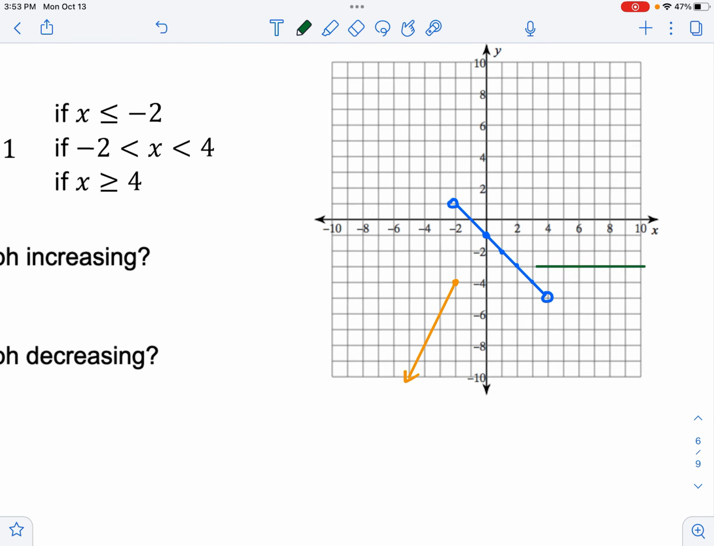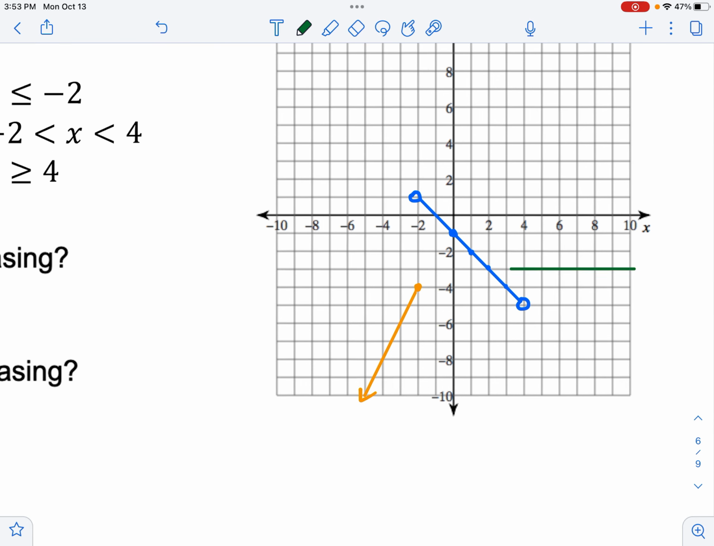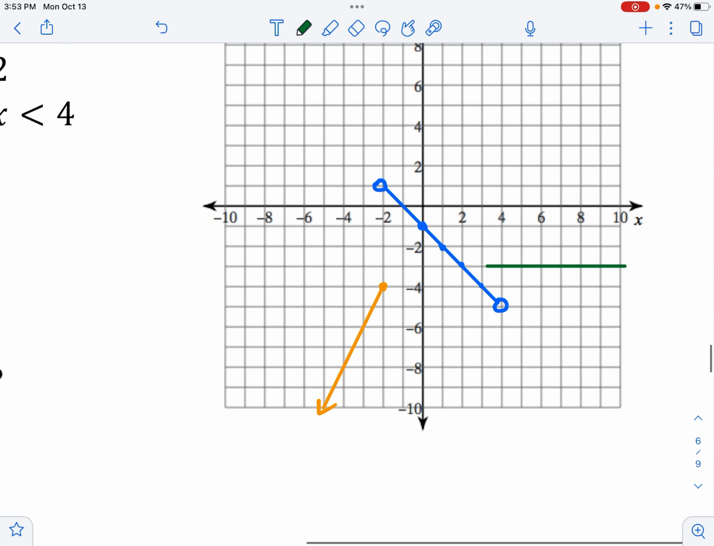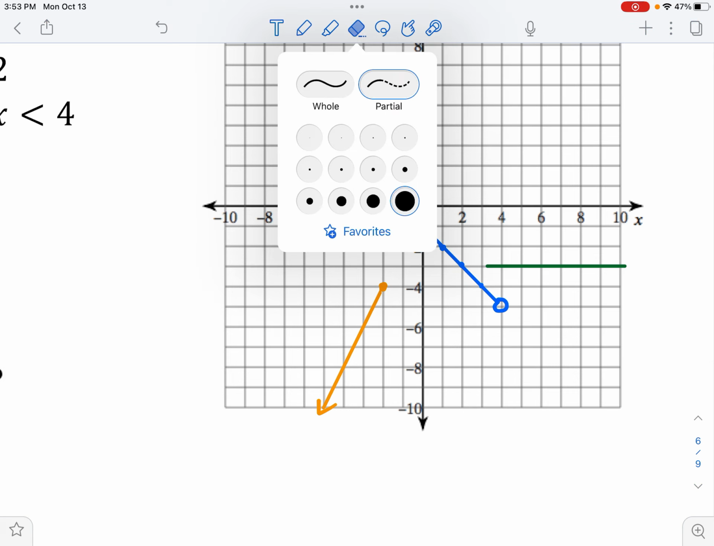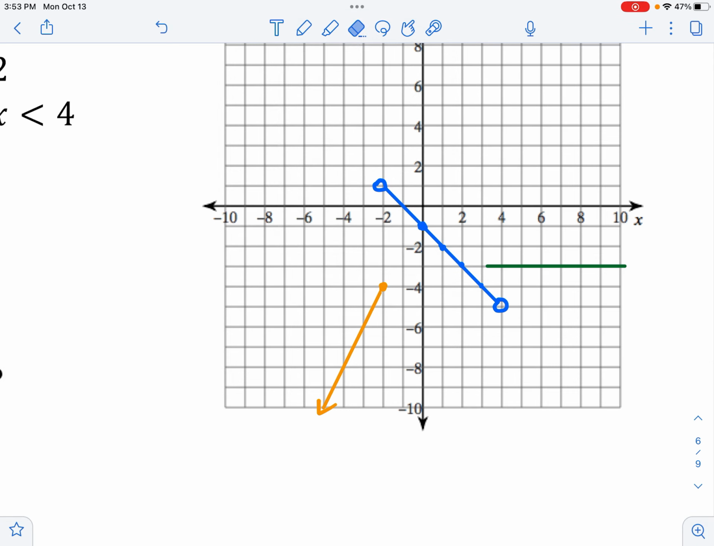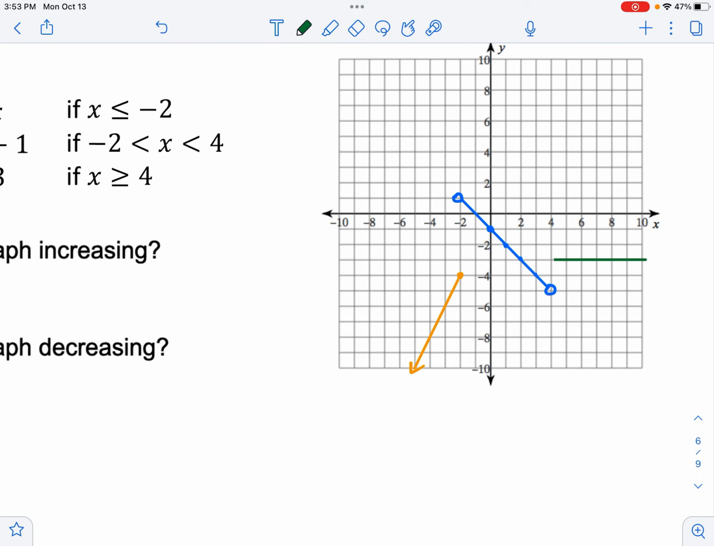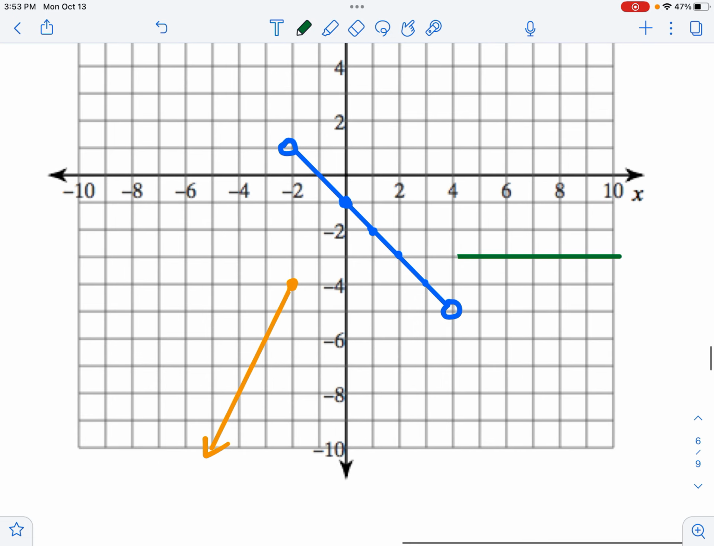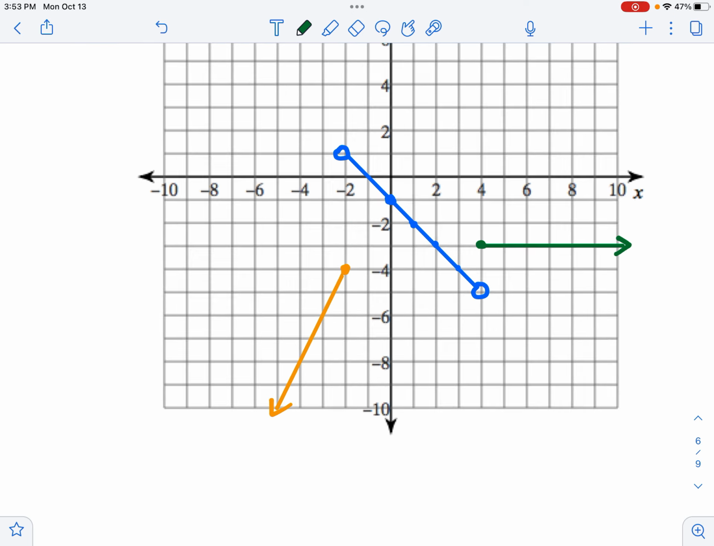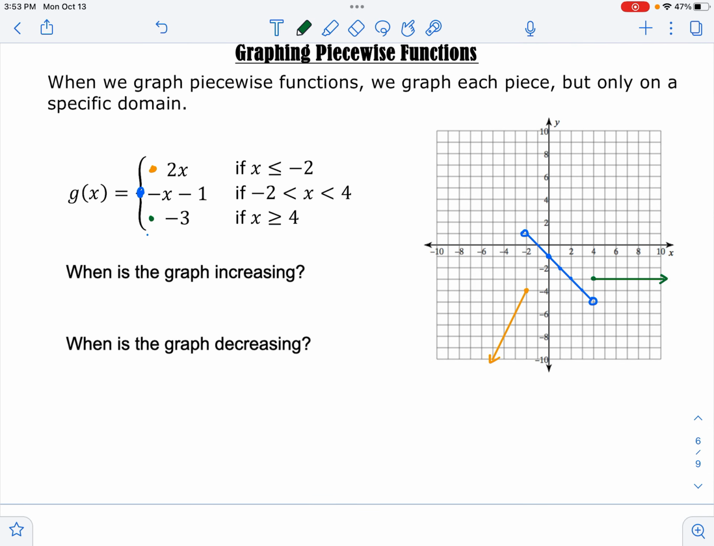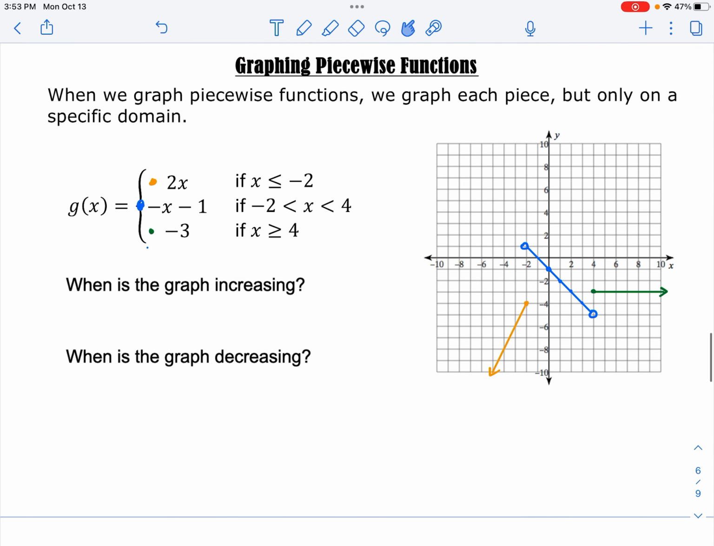Now I know it starts at 4 and goes greater than 4. So I'm going to use maybe a little bit smaller eraser. We're just going to erase a little bit there. And then, let's see, it was greater than or equal to, so I want a closed dot. There we go. So notice this is 3 pieces we've just graphed with different domains. Again, a piecewise function.